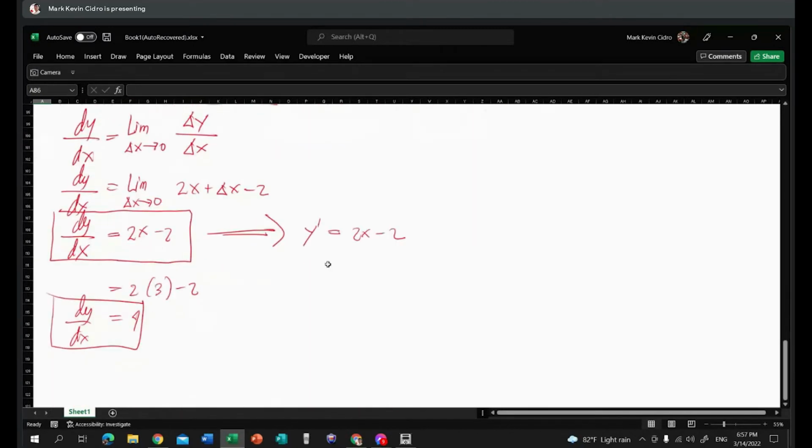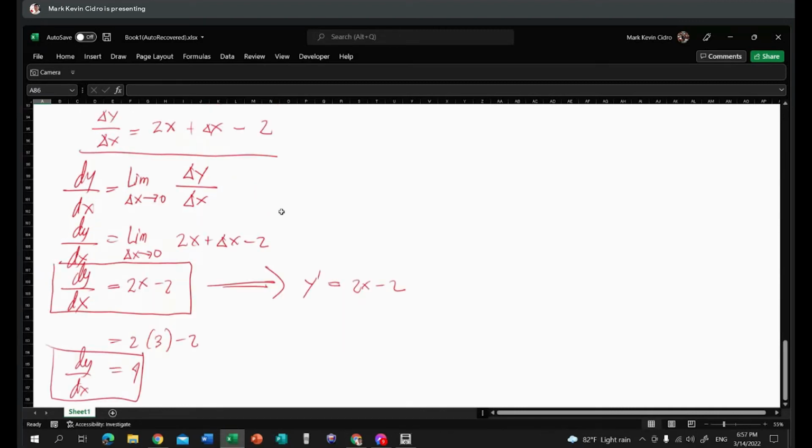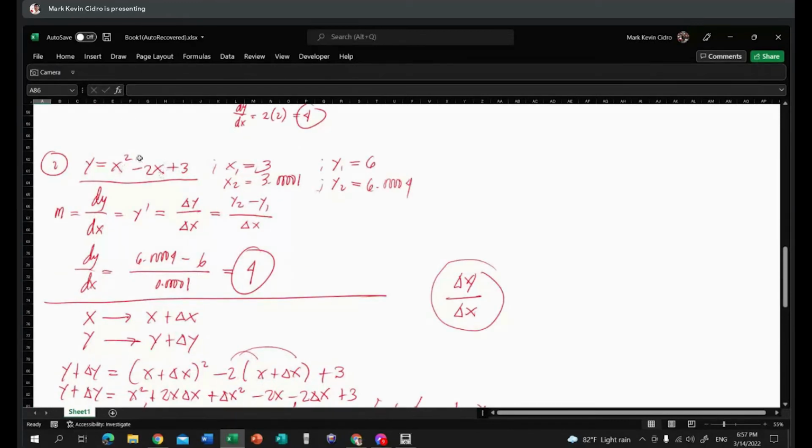Okay? As you can see, this equation here is linear, right? Y prime, but your independent variable is x and your dependent variable is y prime. Earlier, another equation is this one. This equation is quadratic, right? The degree of the function is 2. And the independent variable here is x, while the dependent variable is y.